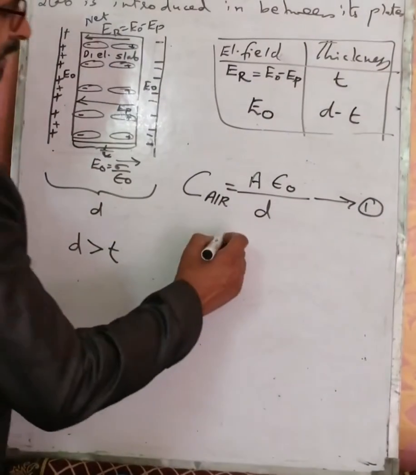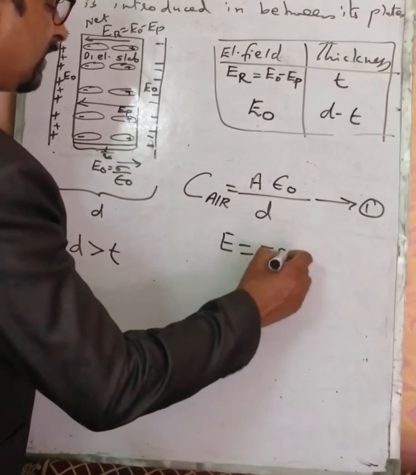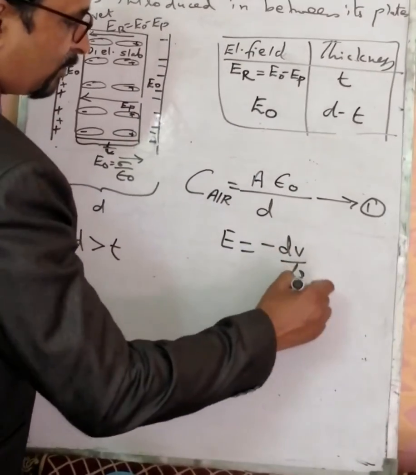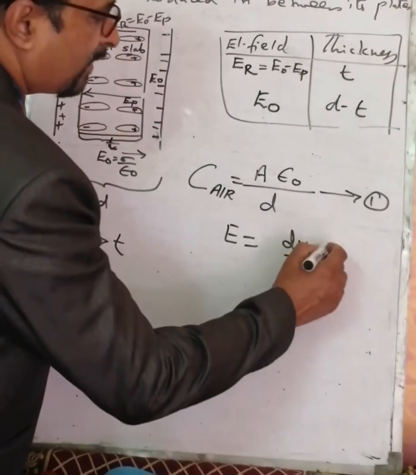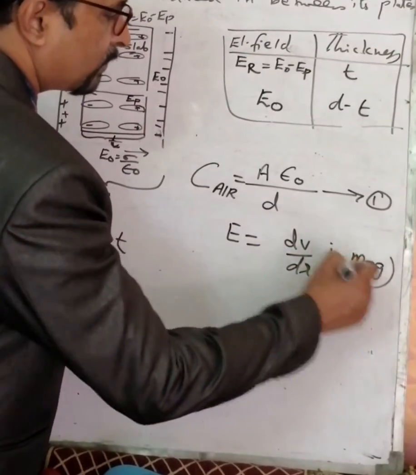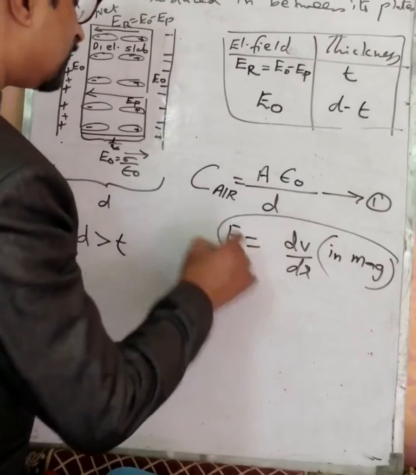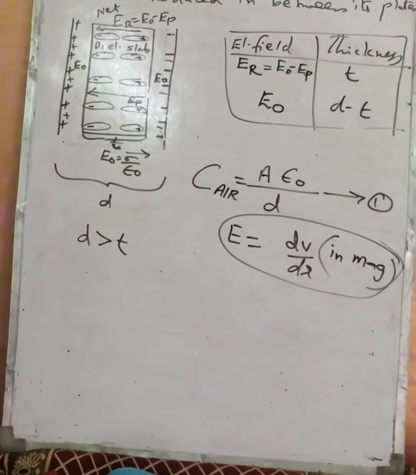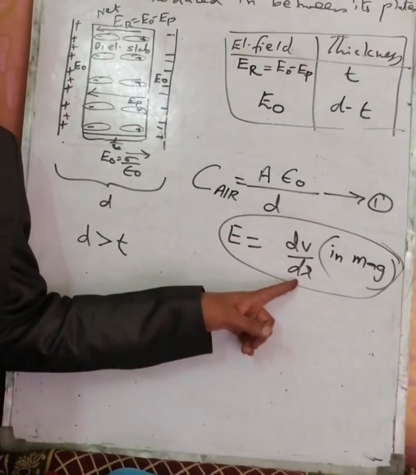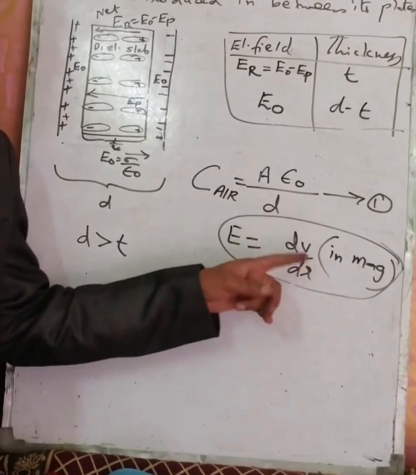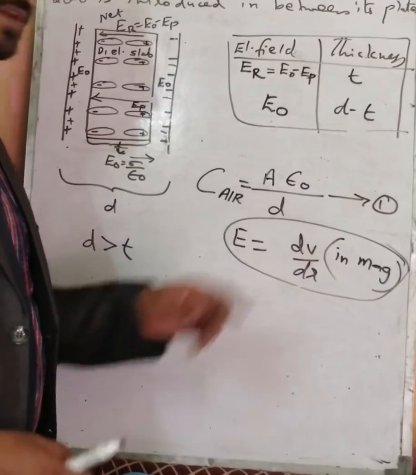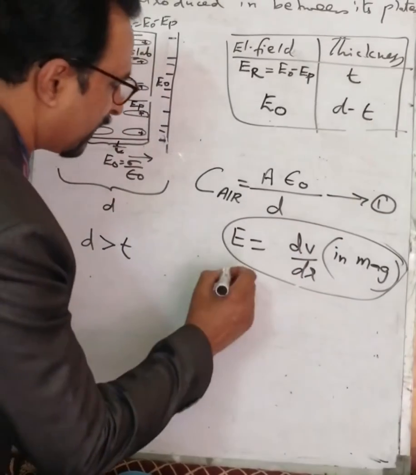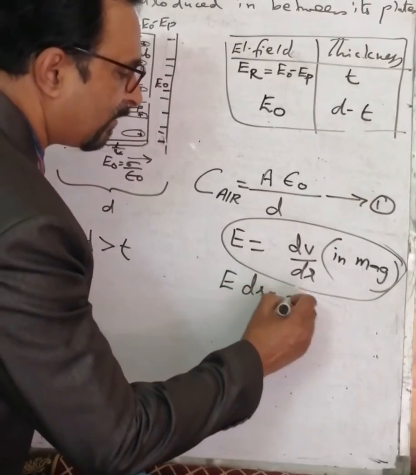And you are familiar with the relation between E and V. E is equal to minus dV by dr, or E is equal to dV by dr in magnitude. Now what is the meaning of this equation? Electric field is equal to the negative potential gradient. You know the meaning of the negative sign. So if you cross multiply this, E into dr is called dV. If you multiply E and dr, you get dV.